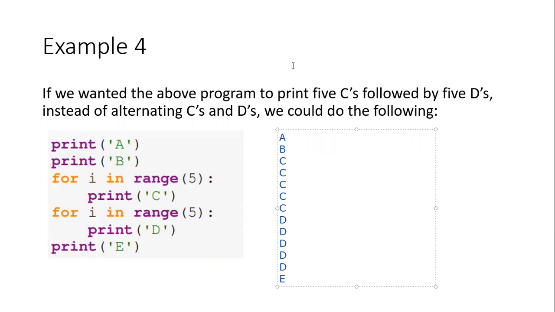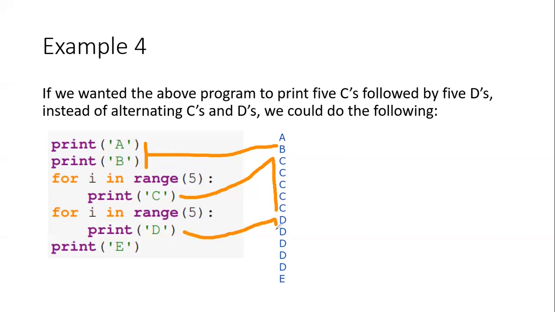So these two lines produced A and B. That is this one. This will produce C 5 times. This will produce D 5 times. Finally, this is outside the loop. E is only once. This is the output you must get.